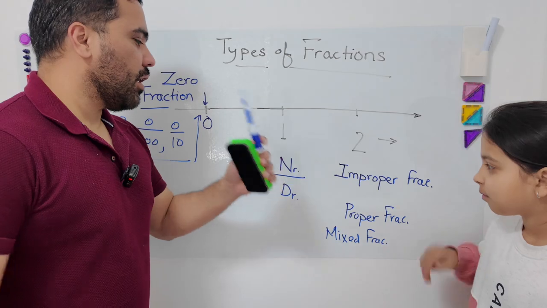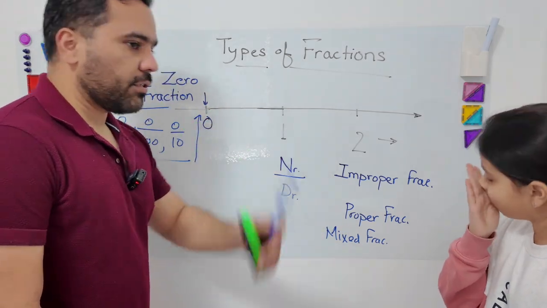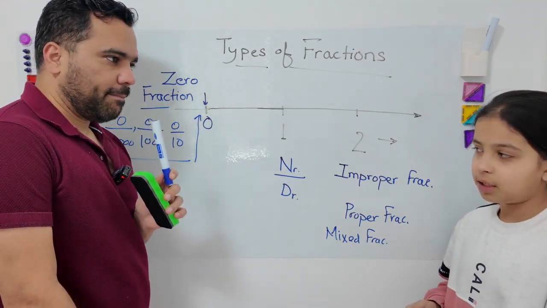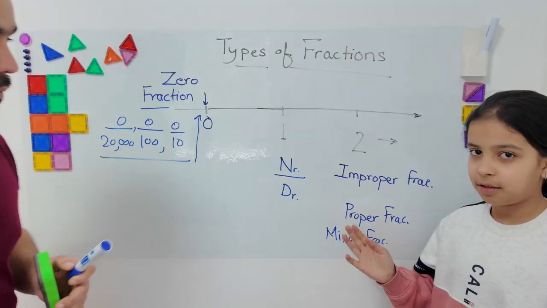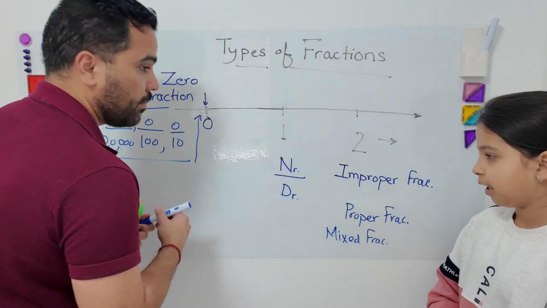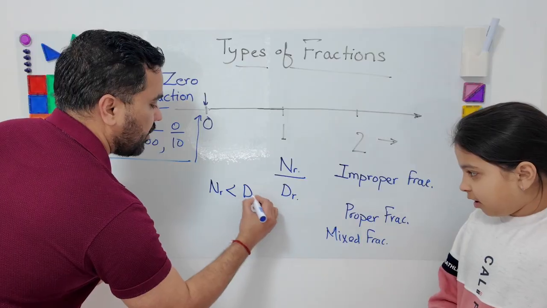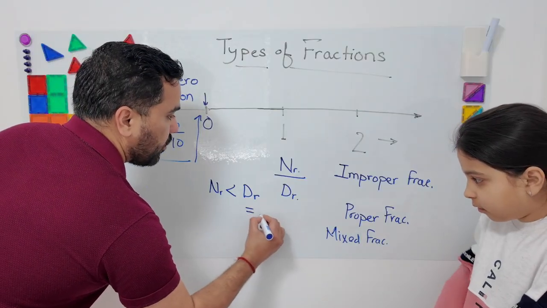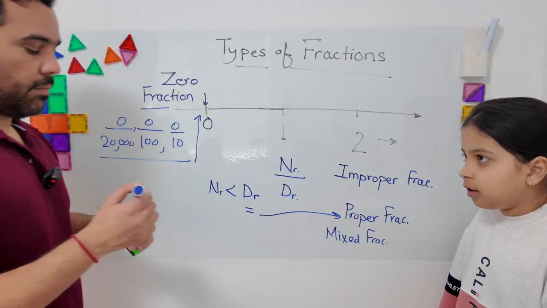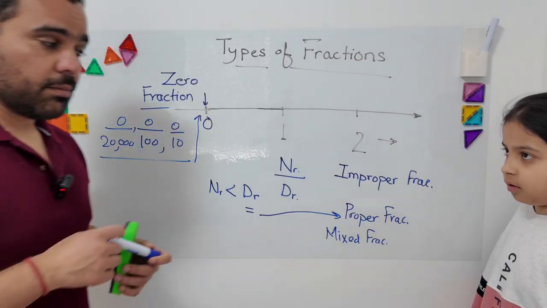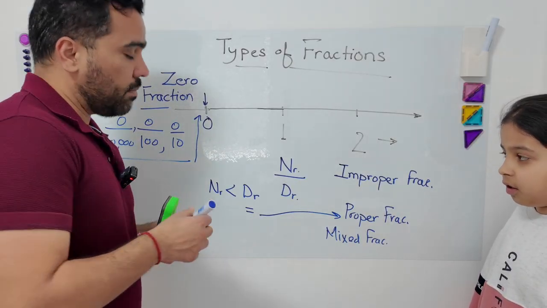So what are proper fractions? Proper fractions is when the numerator is less than the denominator, like 2/5. So numerator is less than denominator. That gives you your proper fraction. Examples? 2/5.